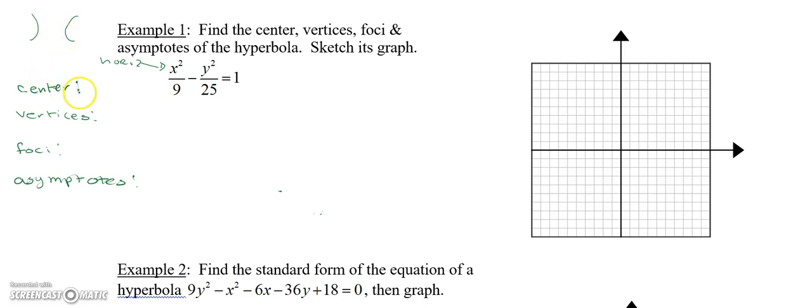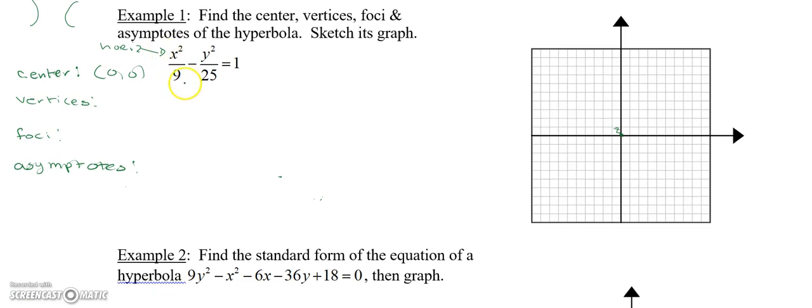So in order to do this, I need to find the center. So it's x minus h, y minus k. So the center is at 0, 0. So I can plot my center at 0, 0, and I'm going to label it with c for my center. So I have my a value from underneath the x. So I know my a squared is 9, and I know that my b squared is 25. So I have that my a equals 3, and my b equals 5.